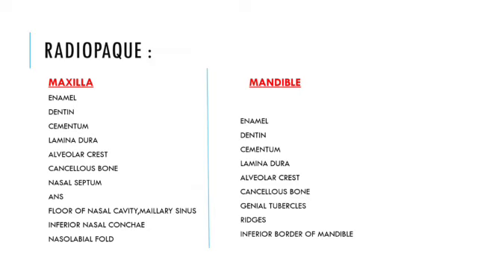For the maxilla, it includes enamel, dentin, cementum, lamina dura, alveolar crest, and cancellous bone. That is common for both the maxilla and the mandible. Pertaining to the maxilla, it also includes nasal septum, anterior nasal spine, floor of the nasal cavity, maxillary sinus, inferior nasal concha, and nasolabial fold. Coming to the mandibular radiopaque landmarks, as I already said, there are some common landmarks. Along with that, genial tubercle, ridges, and inferior part of the mandible.